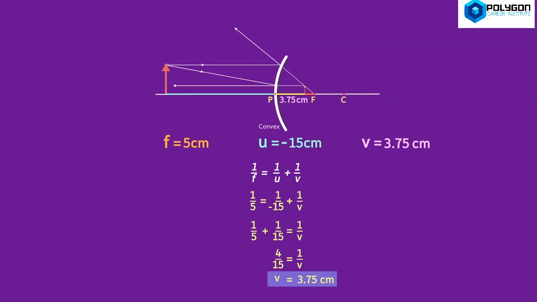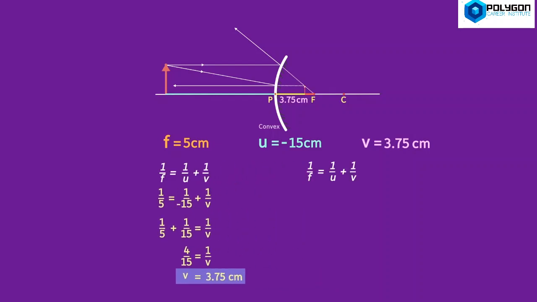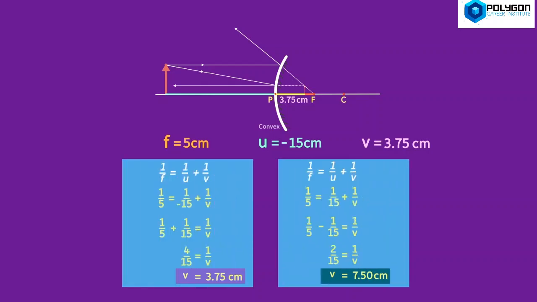Now what will happen if I don't follow sign conventions? What if I substitute positive values of U and F? In that case, I will get the image distance V as 7.50 centimeters. Which one is correct then? This one or this one? Well, obviously, this one is correct because all the sign conventions are being followed here.